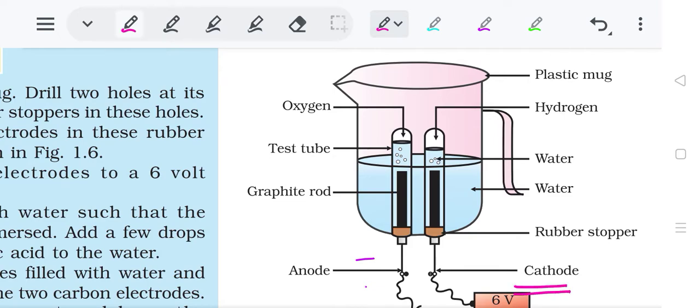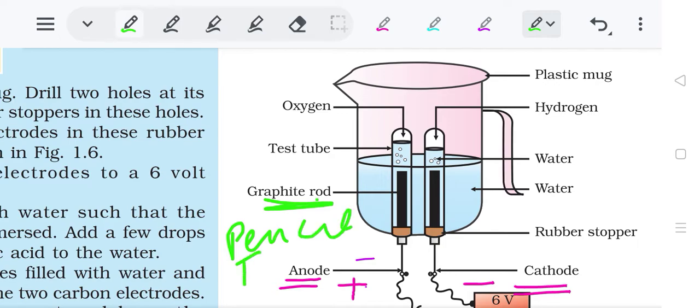electrolysis of water. So I took a battery, and it has a cathode and an anode too. Anode is that part which is connected to the positive terminal, and cathode is that part which is connected to the negative terminal. So you have a graphite rod here. Instead of a graphite rod, you can use pencils and an iron nail.